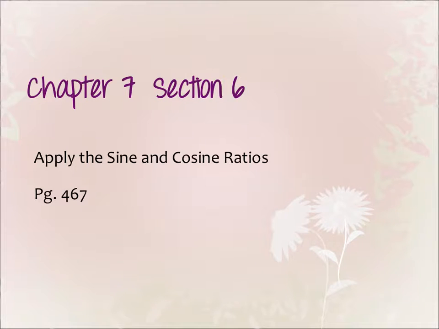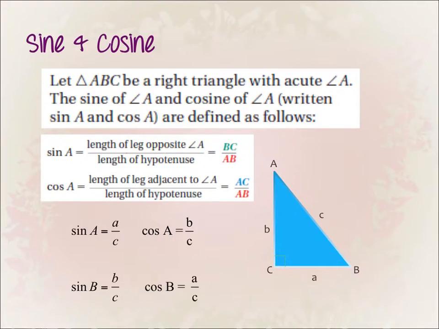Today we're going to cover section 6. We're going to see the next two trig ratios. It's going to be the sine and the cosine ratios. So here they both are. This time we're going to be using the hypotenuse today. Remember, the hypotenuse is always going to be opposite the 90-degree angle.